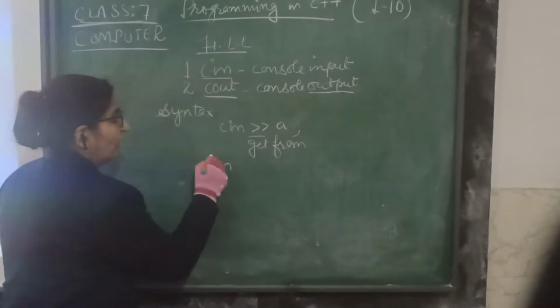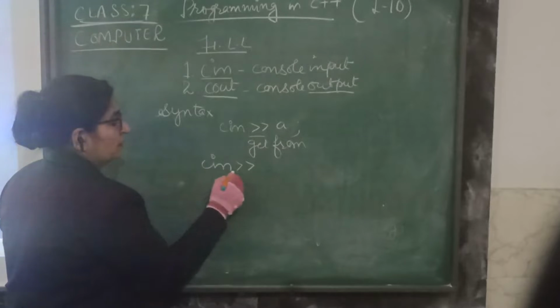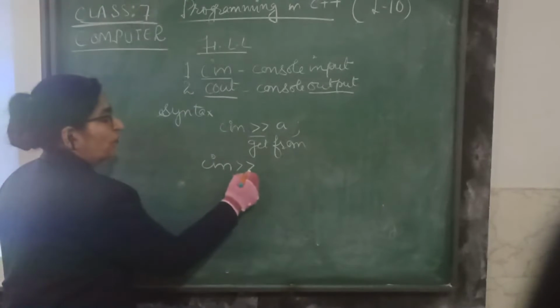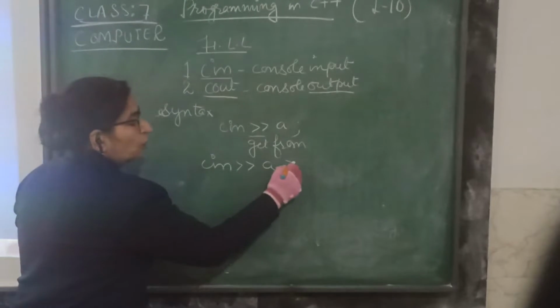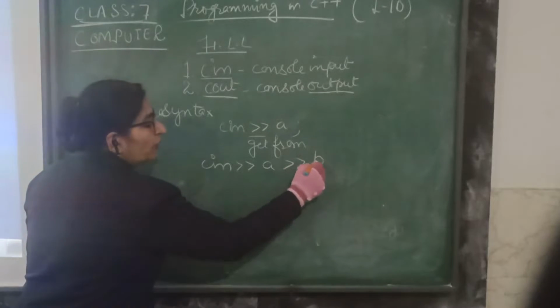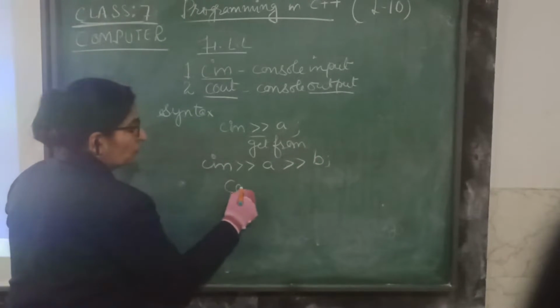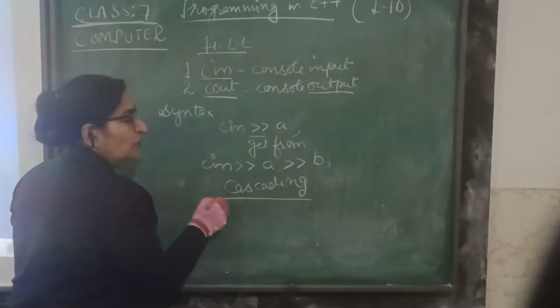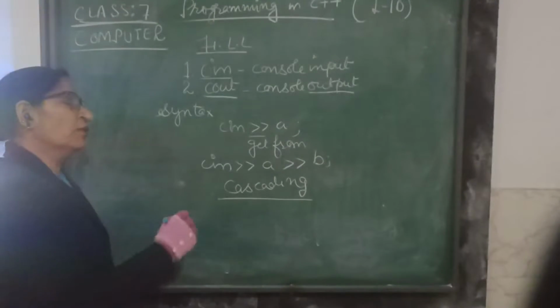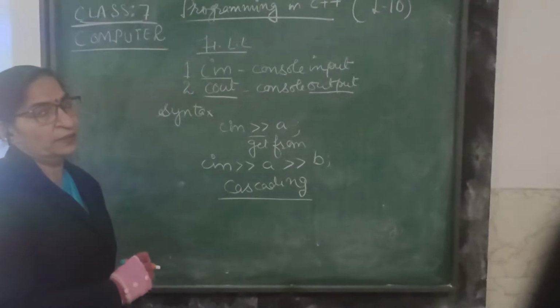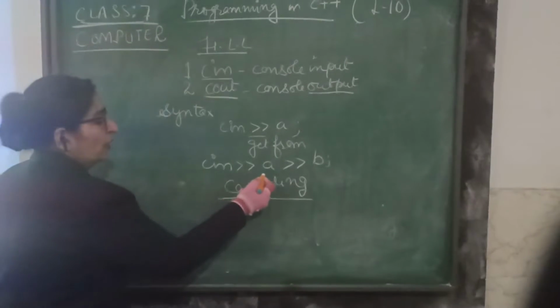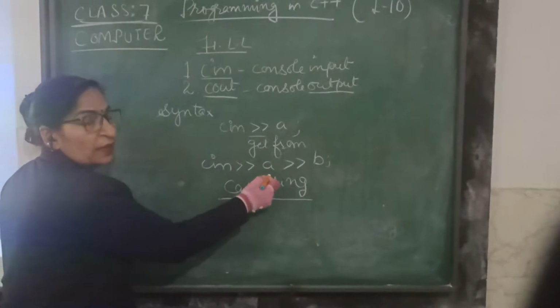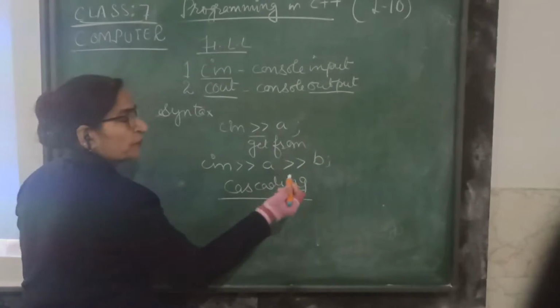We can take more values by the statement cin get from a, put the operator again and write over here b. This is called cascading. This technique in which we can use more than one variable is known as cascading. Here we can input the value of a as well as the value of b.